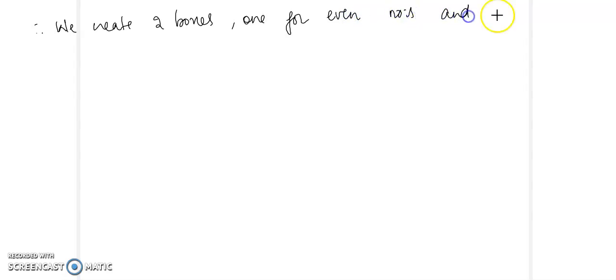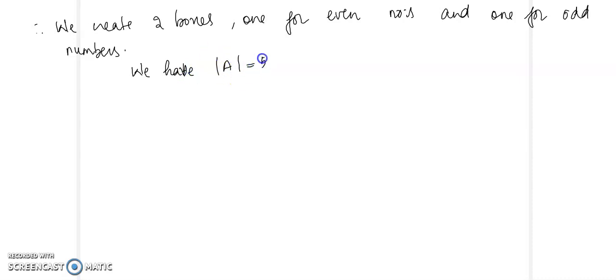So therefore we create two boxes, one for even numbers and one for odd numbers. So the number of boxes is equal to 2, and we have cardinality of A equal to 5. So now let us use pigeonhole principle.